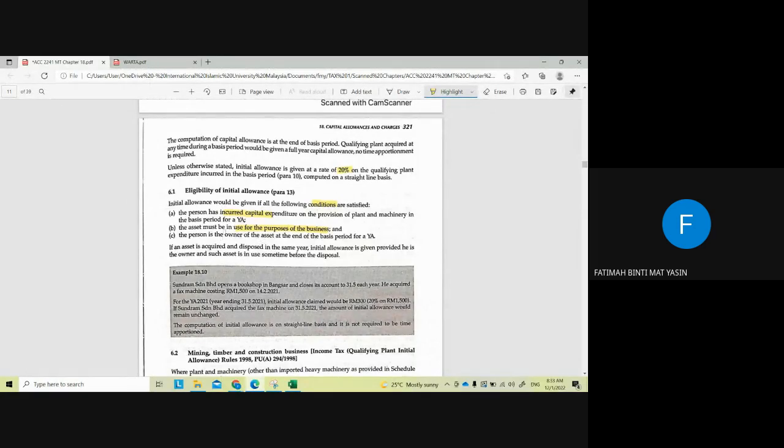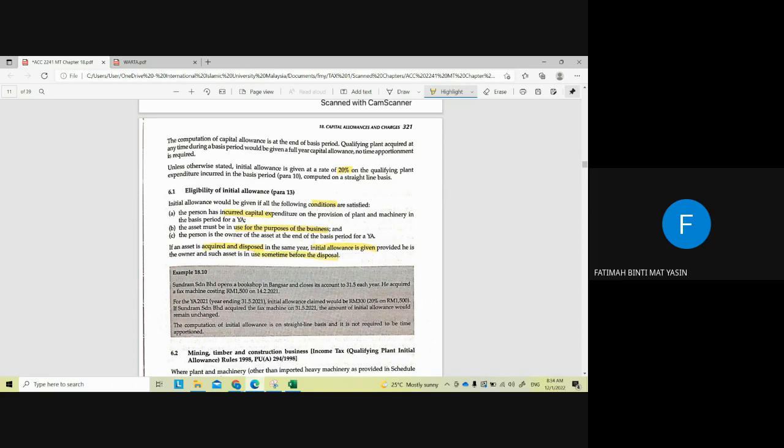And then the person is the owner of the asset at the end of the basis period for a YA. So the company should be the owner of that asset. If an asset is acquired and disposed of in the same year, initial allowance is given provided he is the owner and such asset is in use sometime before the disposal.